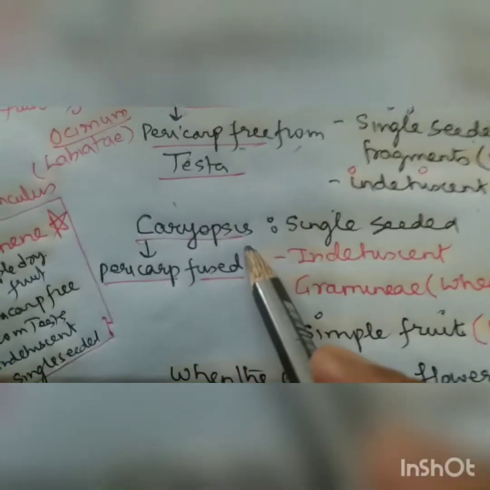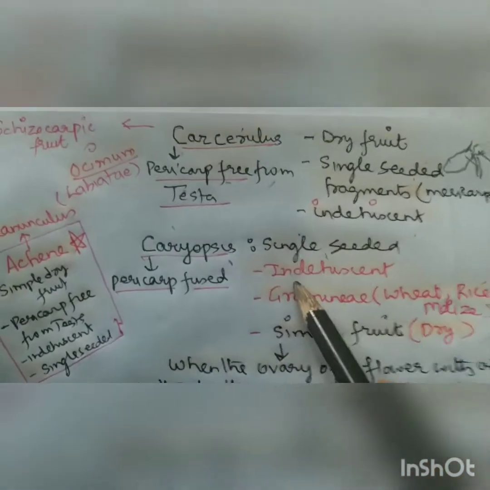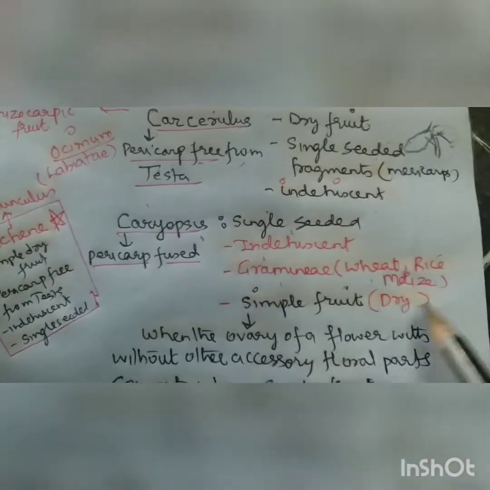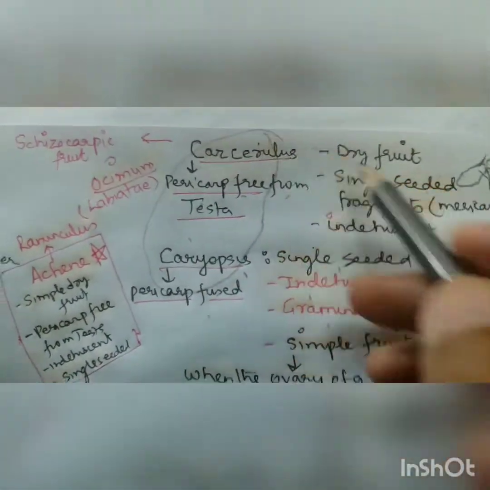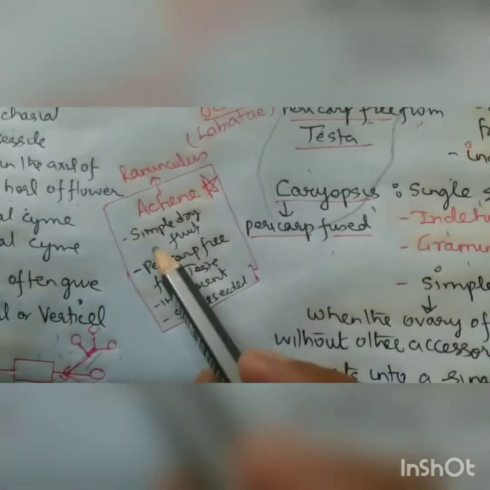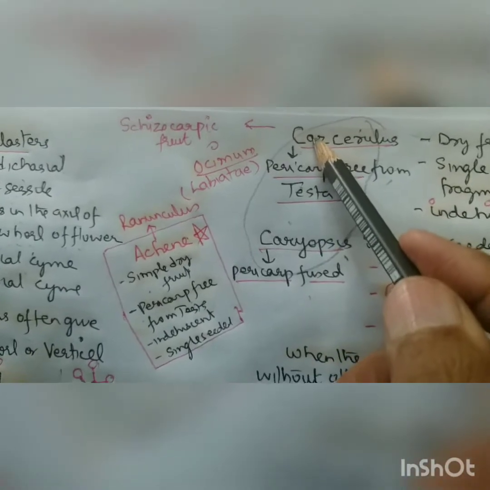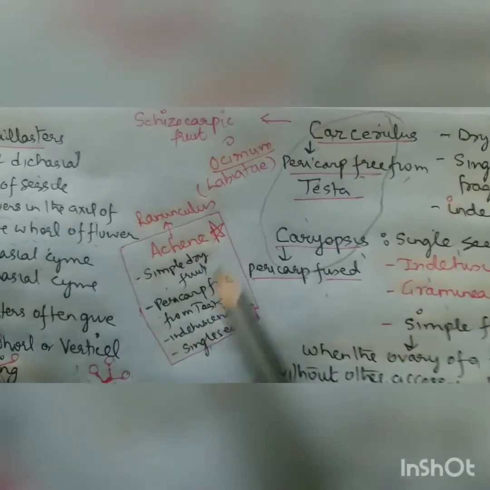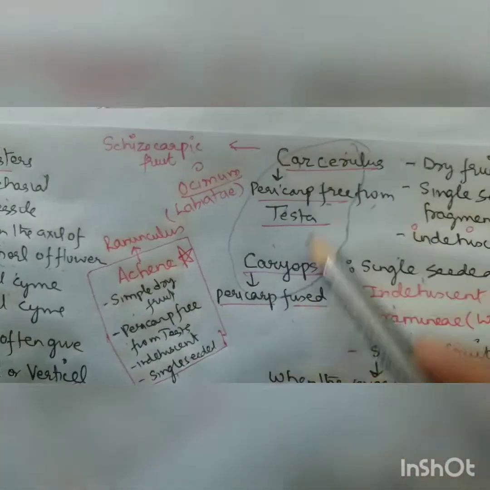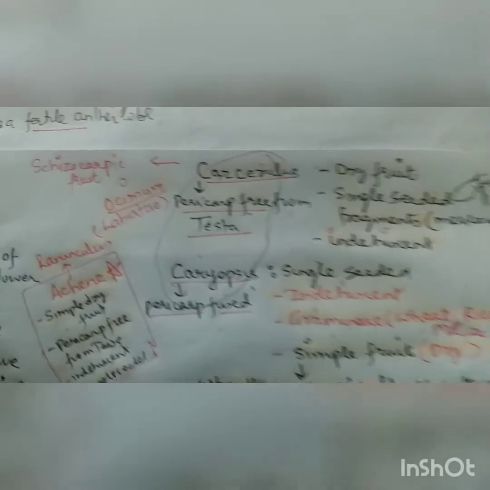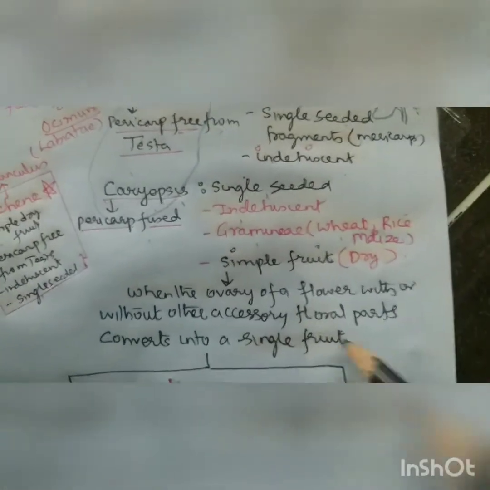Carpopsis I will do in subsequent time. This question comes in NEET also. The caryopsis is also single-seeded and indehiscent, but it is in Graminae, such as wheat, rice, maize, but here the pericarp is fused. This is the difference between the two. One we did in Ranunculus, the achene. It is also a simple dry fruit, with the pericarp free like that of carcerulous, also indehiscent and single-seeded. So achene and carcerulous differ from caryopsis by a free pericarp, whereas in caryopsis the pericarp is fused.